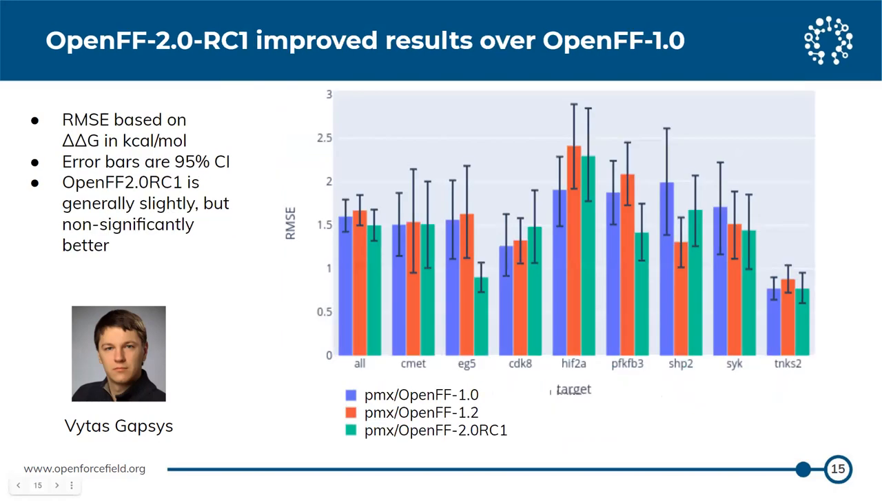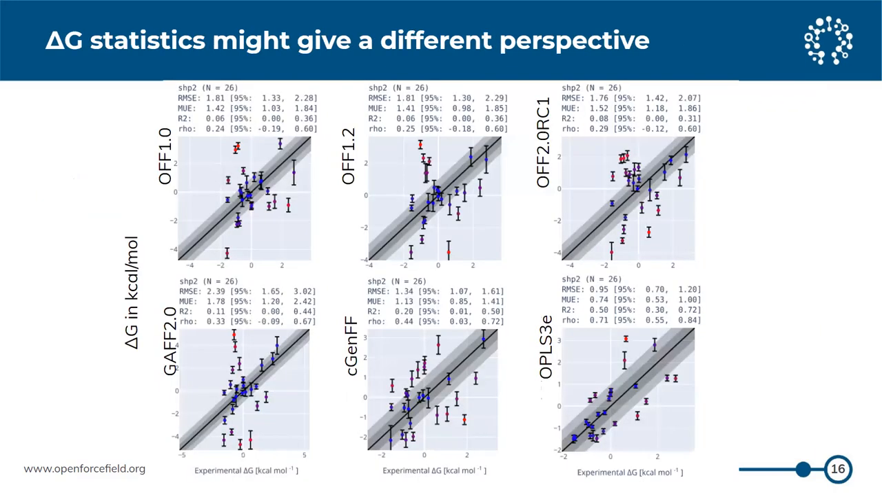We can also look at the different open force field versions. Again, here we see only differences within the error bars between the force fields, but it looks like we generally improve with the force field versions. So the release candidate of the recently released Sage force field shows slightly better results in general for the Merck data set in this case. Next.